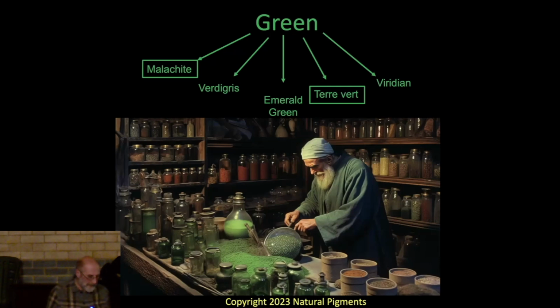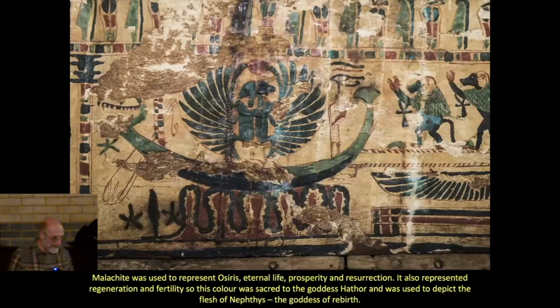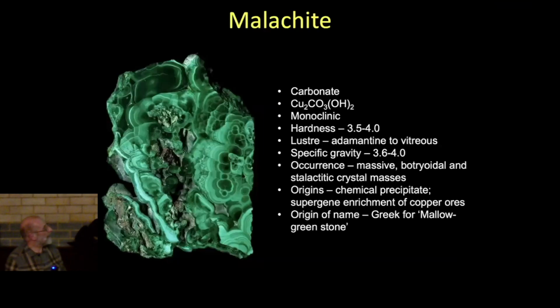Well, malachite green is probably the most ancient of the green pigments and was used in Egyptian paintings in various tombs, especially for vegetation, as you can see here, or in this boat and the various beasts on either side. And I'm sure you're all very aware of the mineral itself. It's a copper carbonate, hydrated copper carbonate, and you've probably got some in your mineral collection because it's just such a wonderful color.